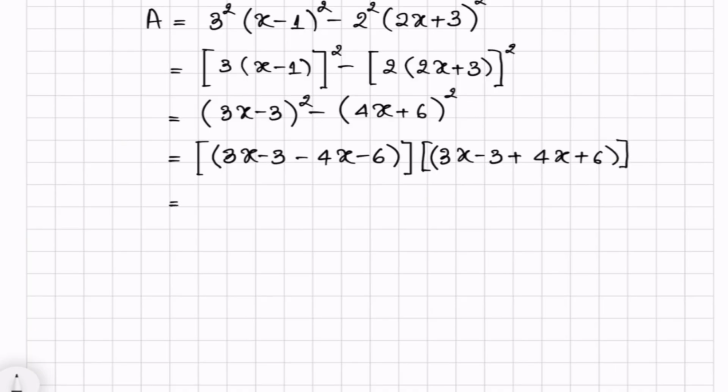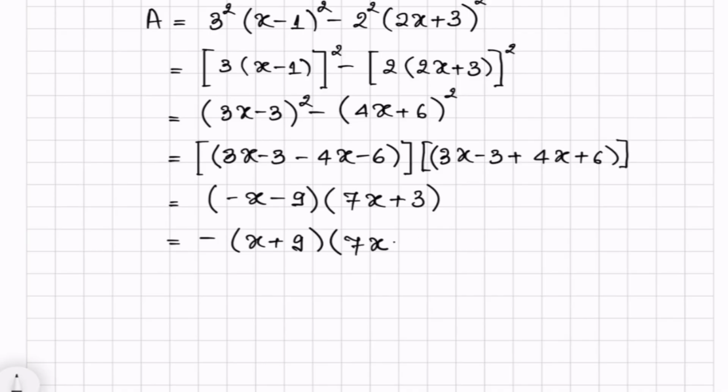Then this is equal to: 3x minus 4x is negative x, and minus 3 minus 6 is minus 9, times 3x plus 4x is 7x, and negative 3 plus 6 is plus 3. Then we can factor the negative outside of the parentheses, and we get negative (x plus 9) times (7x plus 3).